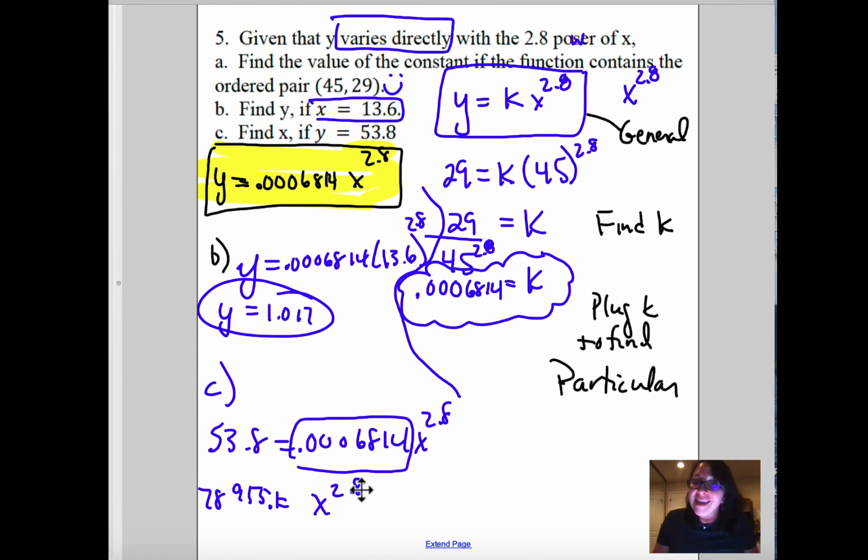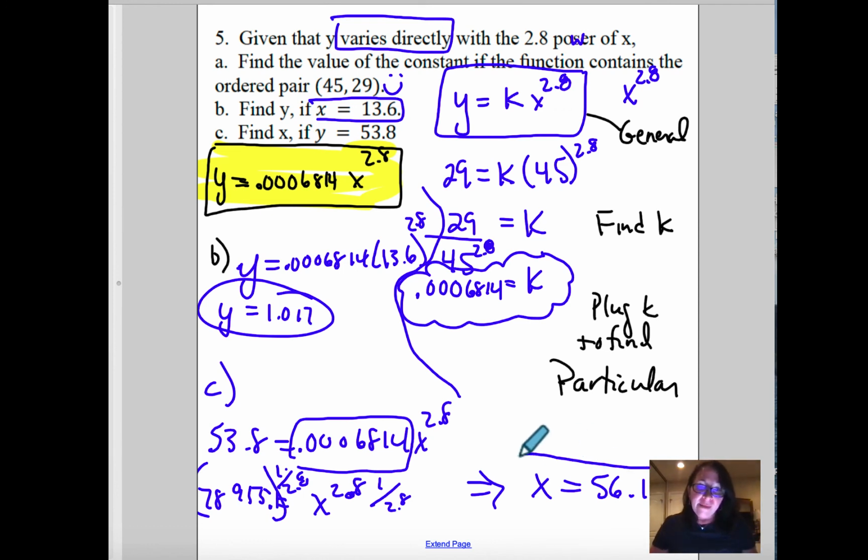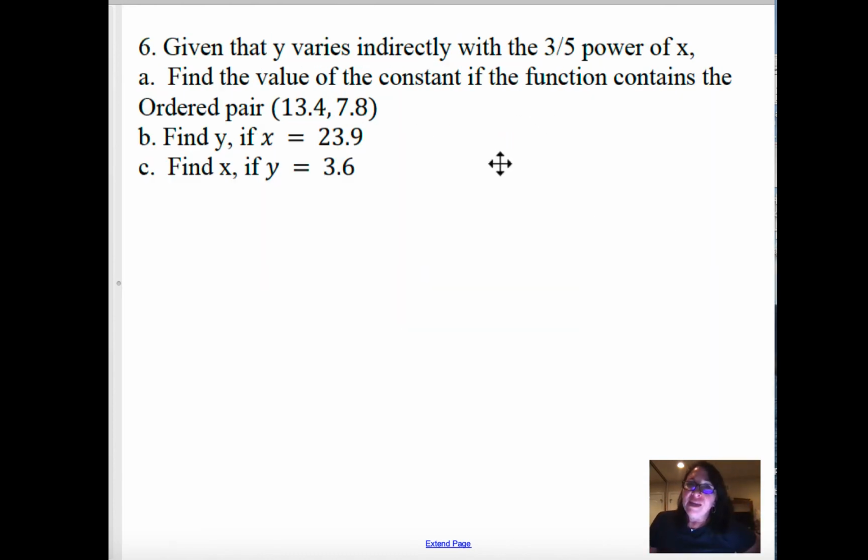78,955.1. And then in order to get rid of this 2.8 power, you have to raise both sides to the 1 over 2.8 power. So this quantity gets to the 1 over 2.8 power. This is all calculator work, you guys. You have to know your calculator. You're done. You get x equals 56.113, so 56.113. And that's x when y is 53.8. The last one of these, I have one more problem after this, but a surprise.